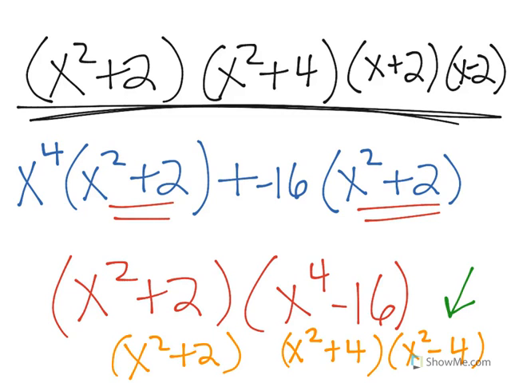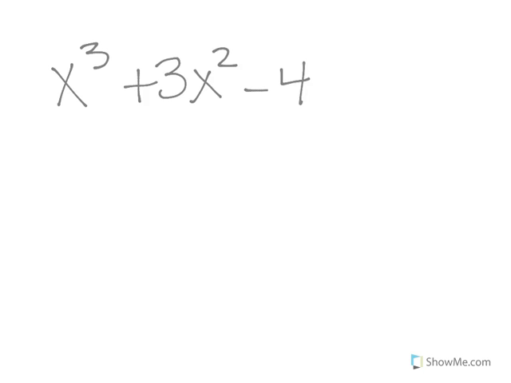I know that was a long problem, but it started just by factor by grouping. And then the difference of 2 squares kind of came out. So we're going to factor all the way down every single time that we can. Let's look at one more example like this. This is factor by grouping. Why don't you pause the video and try it yourself.